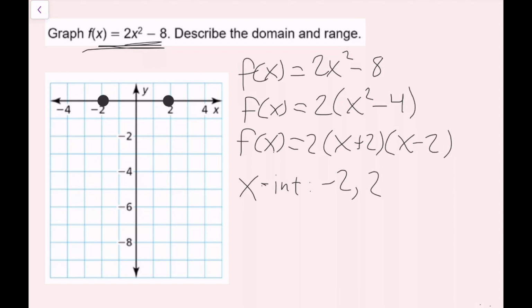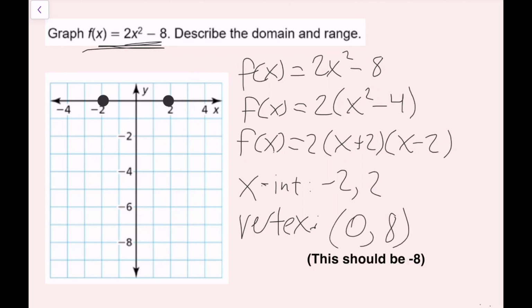Close enough. All right, so now the last thing I need to do is find the value of the vertex here. And this is lucky for us because I can just tell right away that the x value of the vertex is going to be 0, which makes our lives super easy because if I plug in 0 into this function, 0 squared is 0, 0 times 2 is 0, 0 minus 8 is negative 8. So I know that my vertex is going to be the point 0, negative 8.